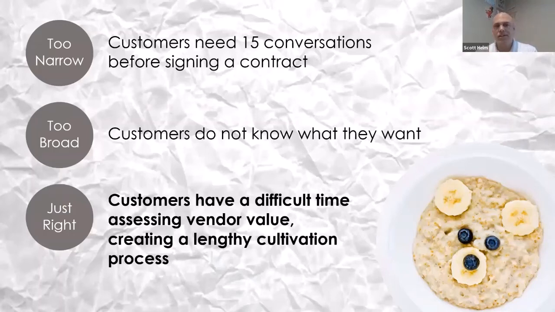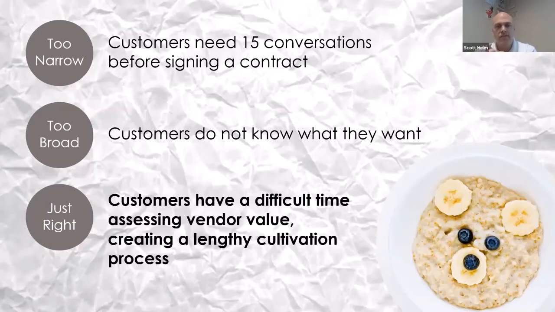Too broad would be customers do not know what they want. Okay, that may be true, but there's not enough there, right? We want to break it down into three parts. We're going to have the user, and both of the first two have a user. We're going to have a pain point, and we're going to have an insight. The too narrow doesn't have an insight. The too broad doesn't really have a pain point, right? So what if we get to the just right? Customers have a difficult time assessing a vendor value, right? There's our pain point.